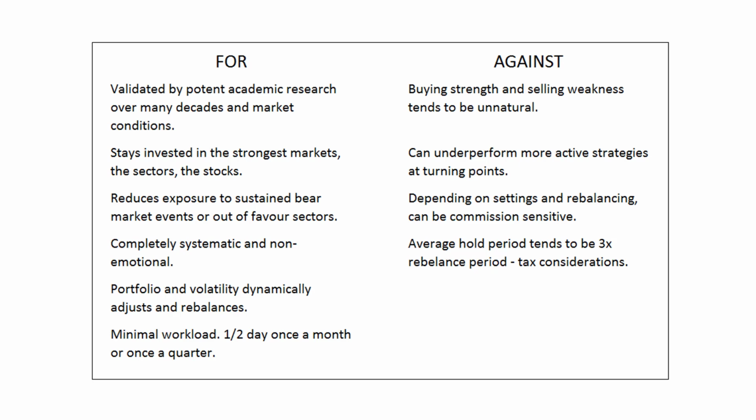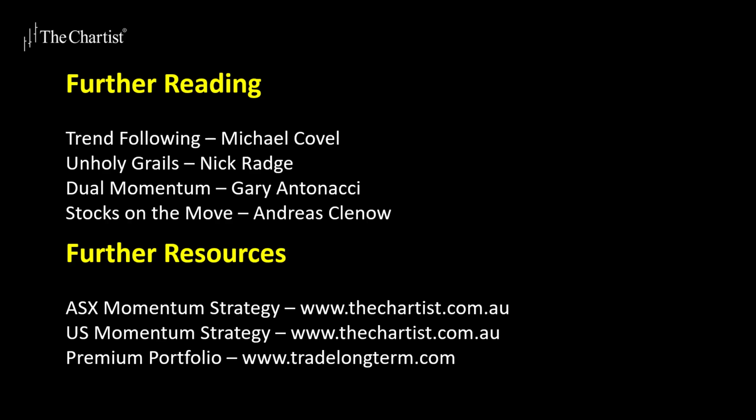But even so, the benefits of this kind of strategy far outweigh the benefits or non-benefits of holding for 12 months. So here is a little bit of further reading if you're interested. Trend Following is basically the go-to book, written by Michael Covel on that topic. He does focus more on the commodity side of things, but the principles remain exactly the same. All of you would have heard of my book, Unholy Grails, where we look at 8 different trend-following strategies in the Australian market. Dual Momentum by Gary Antonacci is a very good book. Stocks on the Move, by Andreas Clenow, is another one. Both of those are using relative momentum.